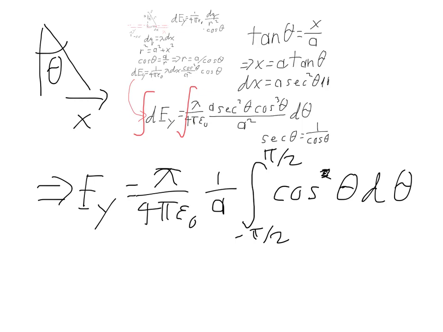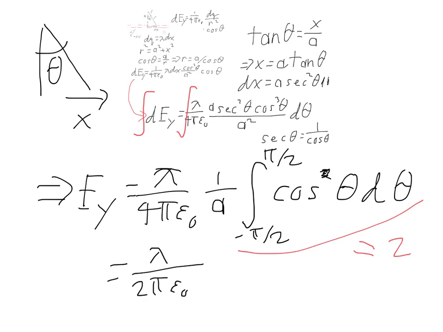So if we take that integral and plug in our limits, we are going to find that this integral gives us a nice value of just 2. Nice and simple considering all that. So the electric field is going to be lambda over 2 pi epsilon naught a. Again, this is for a very long or infinitely long wire.